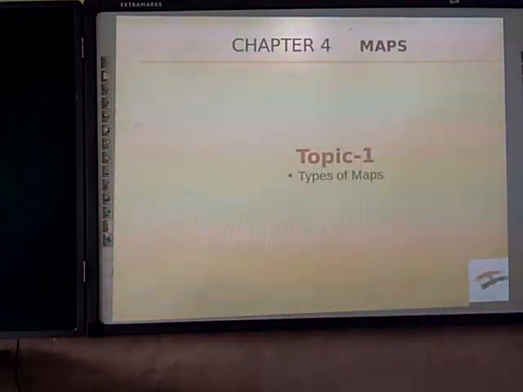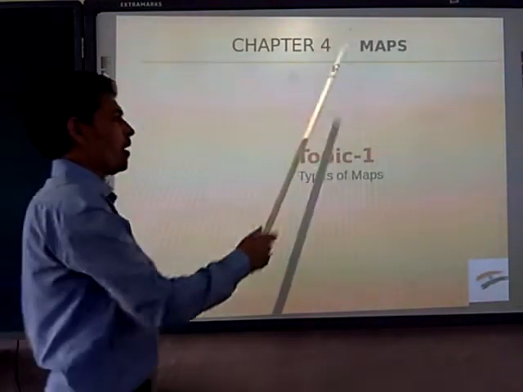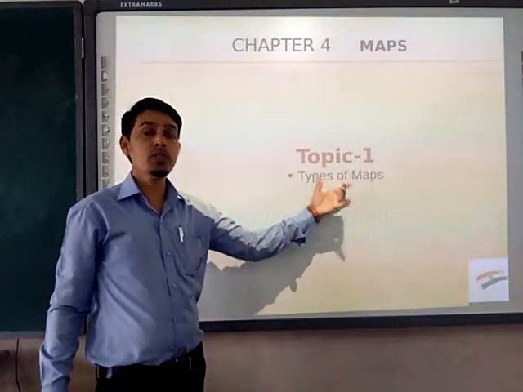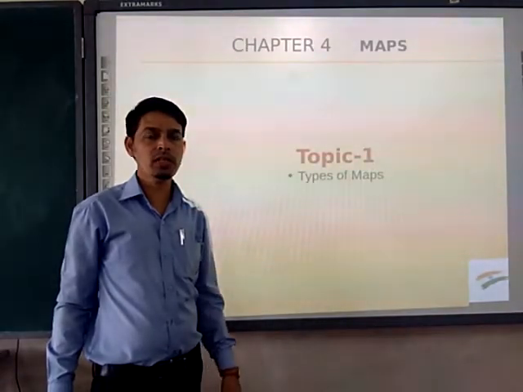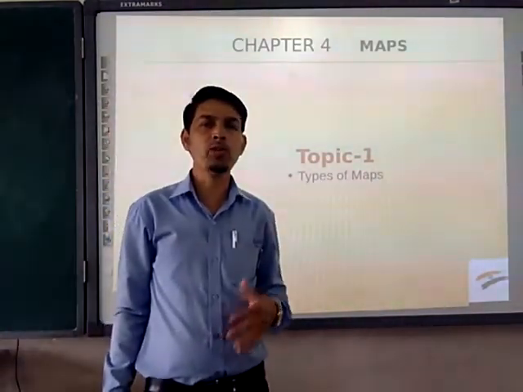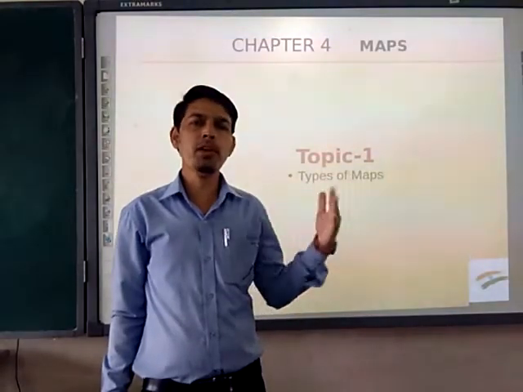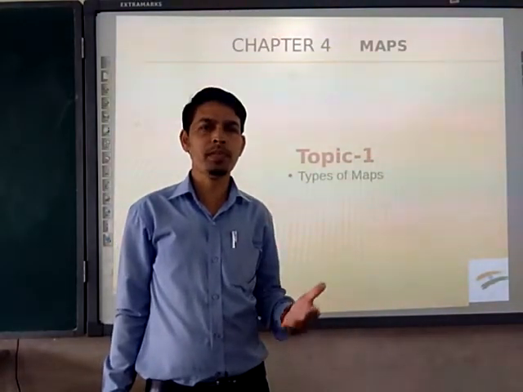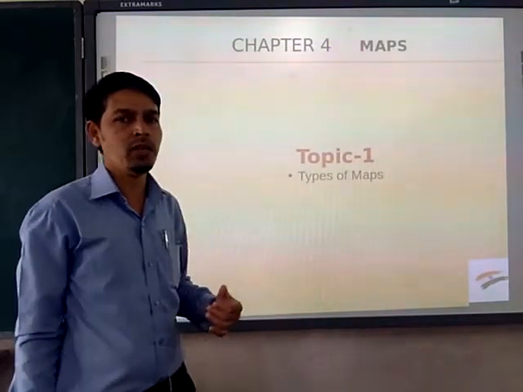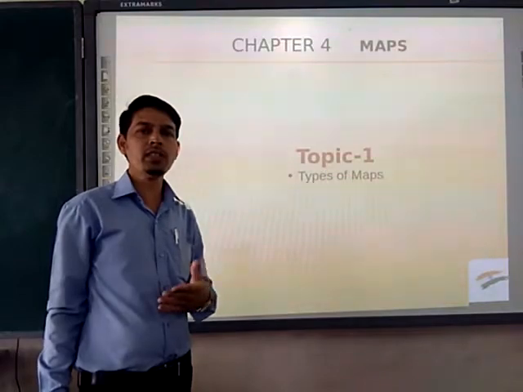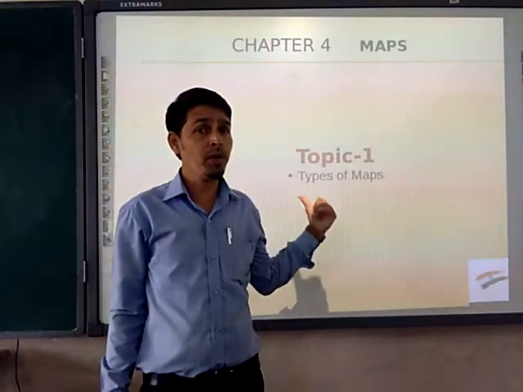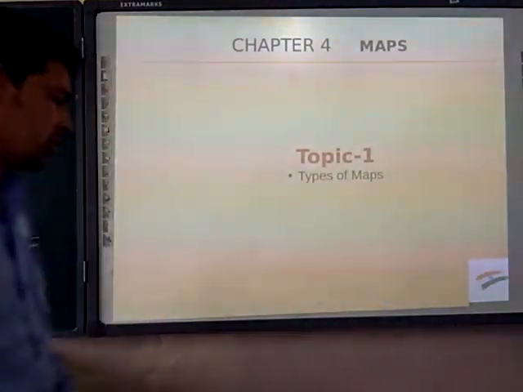Here we are going to see chapter number 4, Maps. In that we are going to see topic number 1, types of map. Maps are very important to us, and why are we using maps? Some of you already know about the atlas. In an atlas, there are a number of maps, different types of maps, and so many components of a map, which we are going to see in this particular topic. I request you all to have your notebook and a pen to copy down the important points from this presentation. Let's proceed.